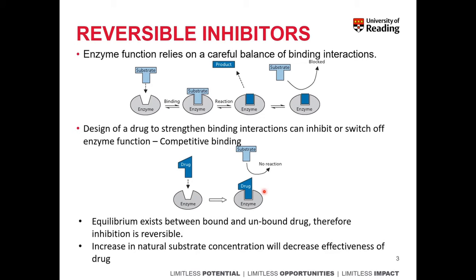However, it could also act as a safety mechanism. If you were to, say, overdose on a competitive inhibitor, you could introduce the natural substrate to displace that inhibitor and reduce its effect. So we have the drug binding into the enzyme as an equilibrium process. That means it is a reversible process, and increasing the natural substrate concentration will decrease the effectiveness of the drug molecule. And this is the ethos behind competitive binding, the idea of this competition between bound drug molecule and the substrate trying to bind into the active site.